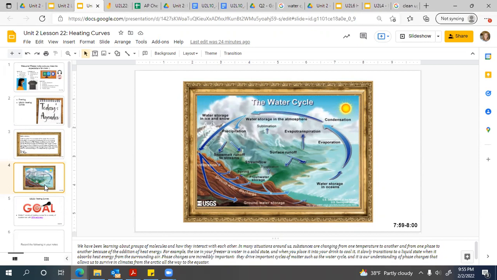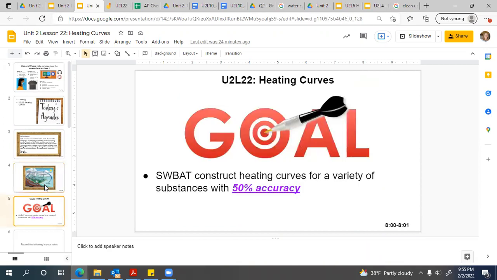Phase changes are incredibly important. They drive important cycles of matter, such as the water cycle, and it is our understanding of phase changes that allows us to survive in climates ranging from the Arctic to the equator. So our goal for today's lesson is that students will be able to construct heating curves for a variety of substances with 50% accuracy.